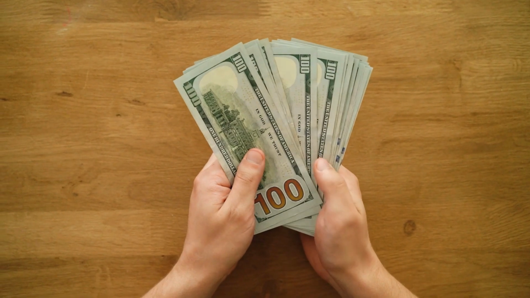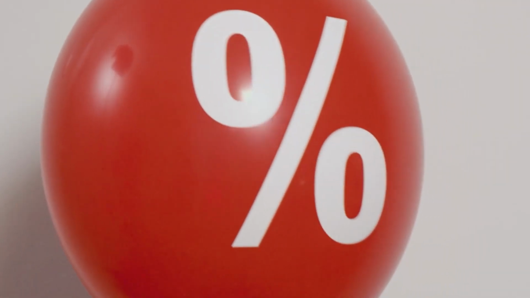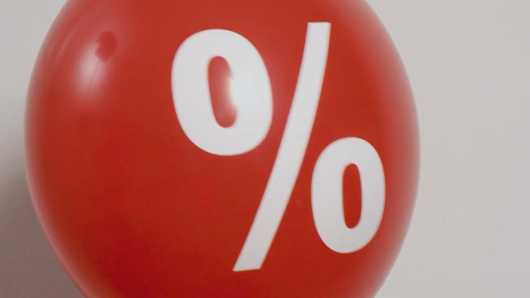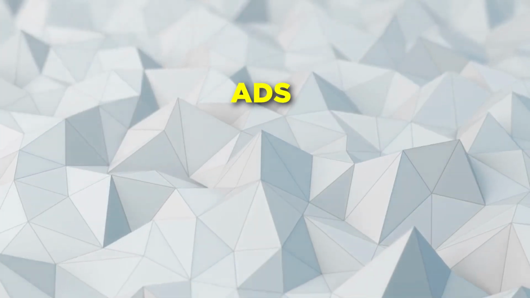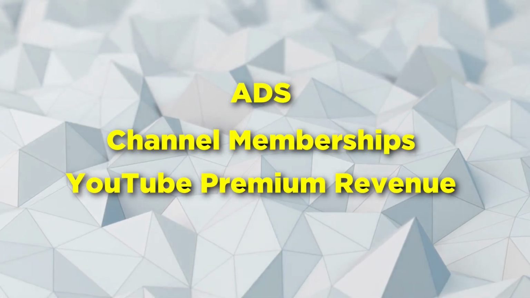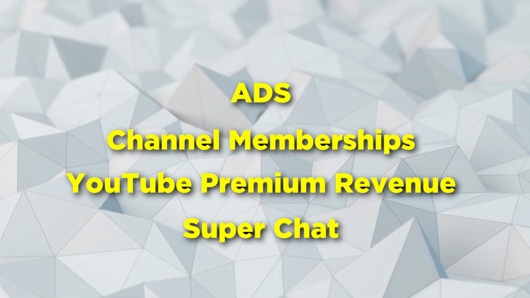Next, we have RPM, or revenue per mil. This is a metric that shows how much you earn per 1,000 views. Unlike CPM, which only considers the revenue from ads, RPM takes into account all your revenue sources on YouTube, including ads, channel memberships, YouTube Premium revenue, and Super Chat. It gives you a more comprehensive view of your earnings.